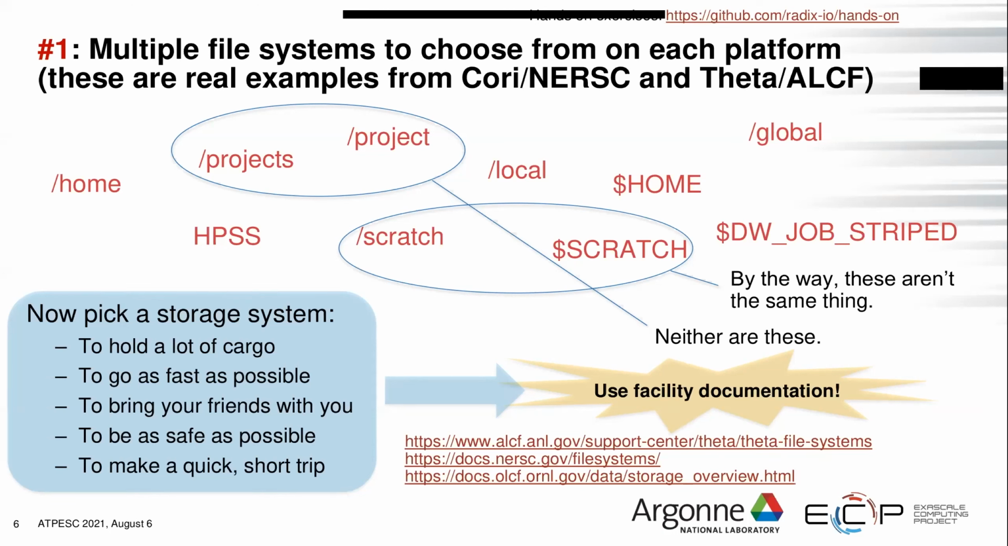One thing you may find frustrating if you're moving across facilities is that they aren't consistent about what the different names of these things are. So /project and /projects are two different things at Berkeley and Argonne, and /scratch and $scratch are two different things at Berkeley and Argonne. They're not the same at all. So don't assume that if you know which file system is best at one site, you know which one is going to be the best at another one.